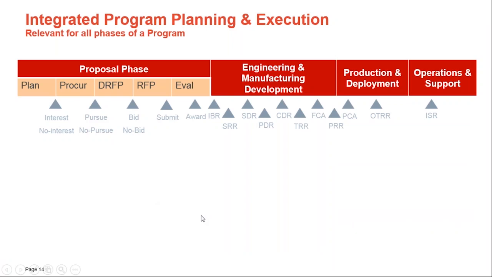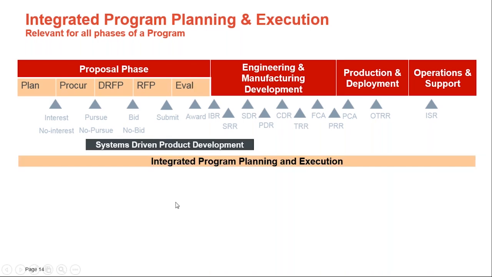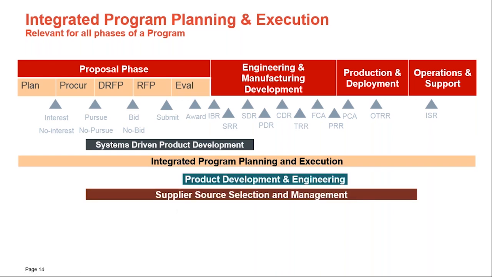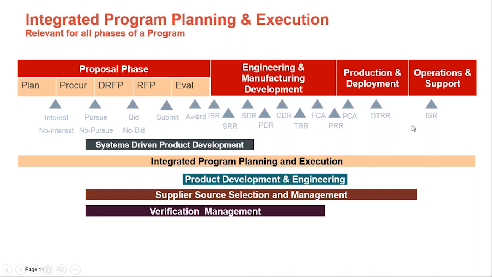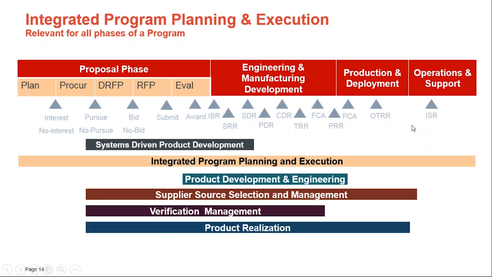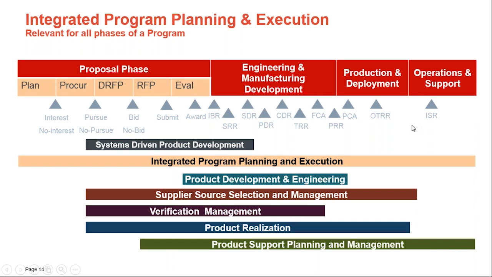CMS has got actually 7 digital threads which connect the different digital twins of product lifecycle management or complete product lifecycle. One is system-driven product development, other is integrated program planning and execution, product development and engineering, supplier source selection and management, verification management, product realization, and product support planning and management. So these are the 7 threads which interconnect all the digital twins of one manufacturing organization.